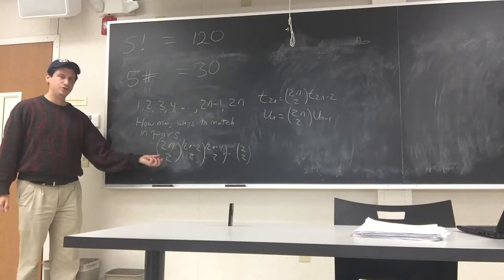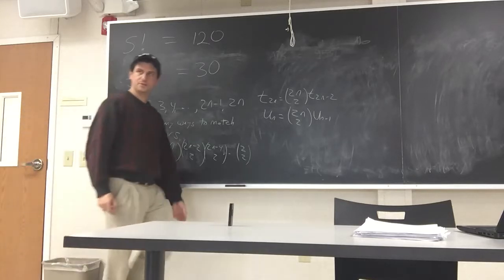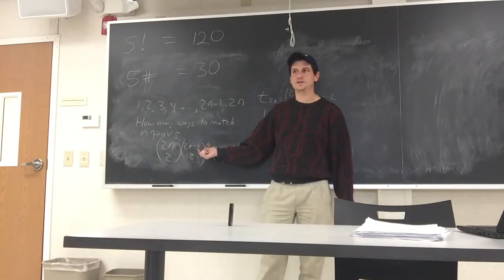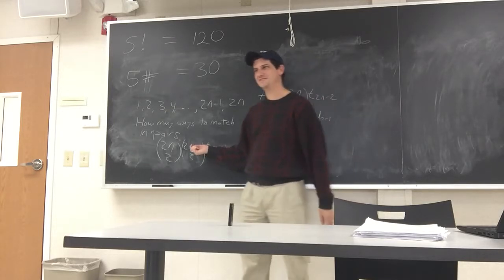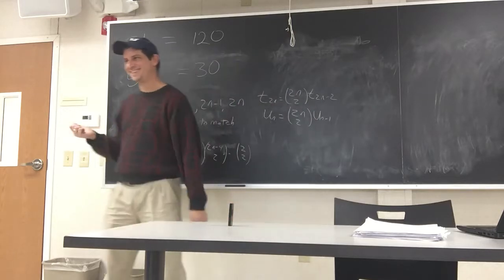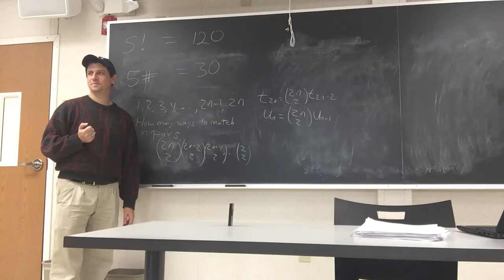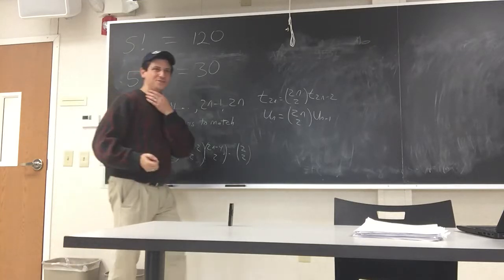I have 2n choose 2 ways to choose my first pair. I have 2n minus 1 choose 2 ways to choose my second pair. Seems right. It's not, but it seems right. There's a very subtle issue here. If I had a better voice today, I could try it.